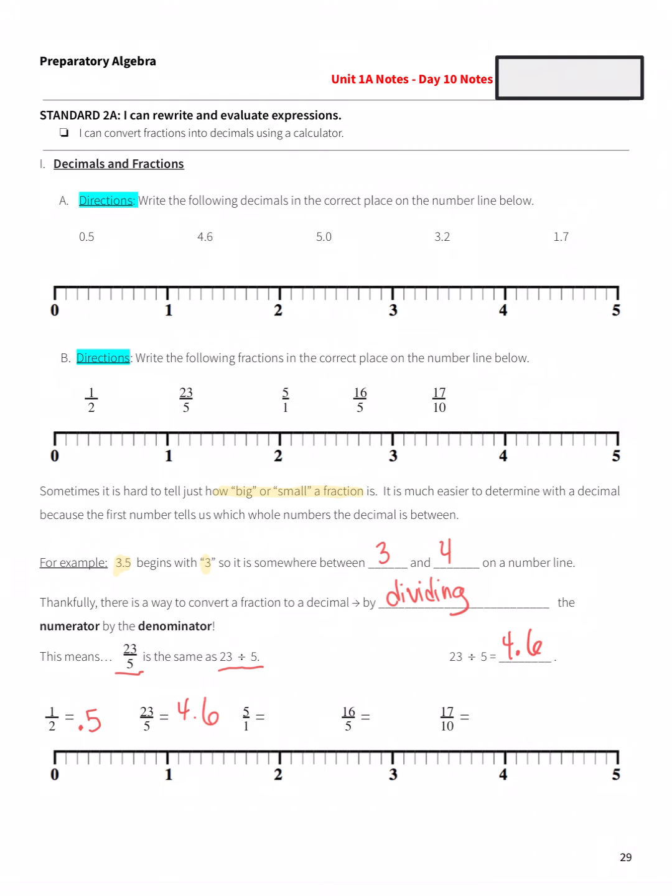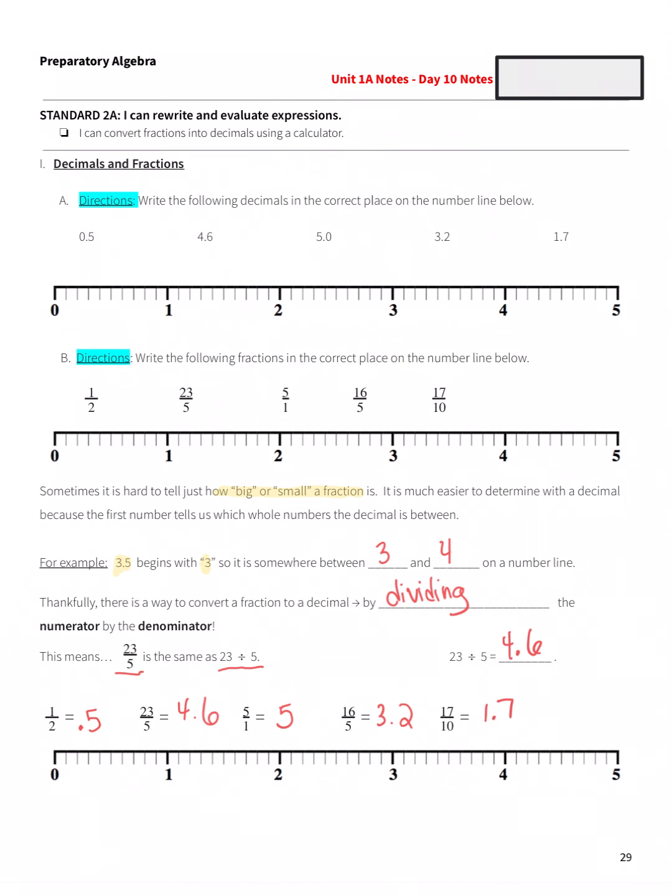Now we go to our next one. 5/1. 5 divided by 1 is equal to 5. Next, we go to 16/5. We want to change this fraction to a decimal. What do we do? Well, we type in our calculator 16 divided by 5, and we get an answer of 3.2. And last, we go to our last number, 17/10, and we do 17 divided by 10. 17 divided by 10 is equal to 1.7.